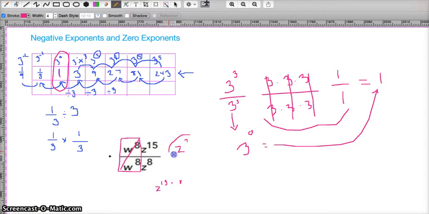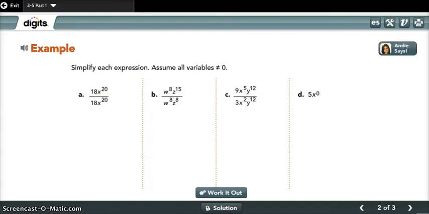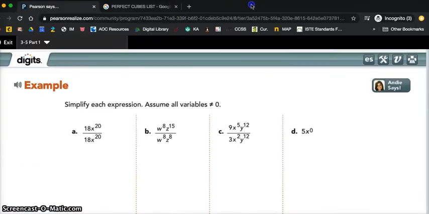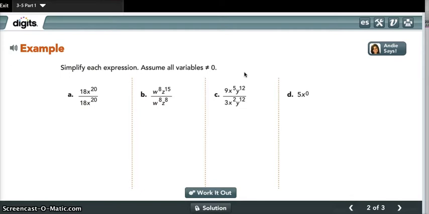I don't even have a w in it because my w's went away to be a 1. 8 take away 8 was 0, and anything raised to the 0 power is 1. So I just have z to the 7th. Let's take a look at this one. Oops, sorry, not that. This one.